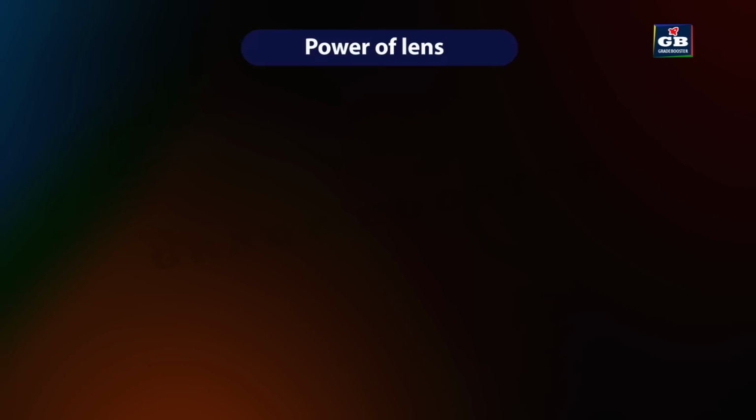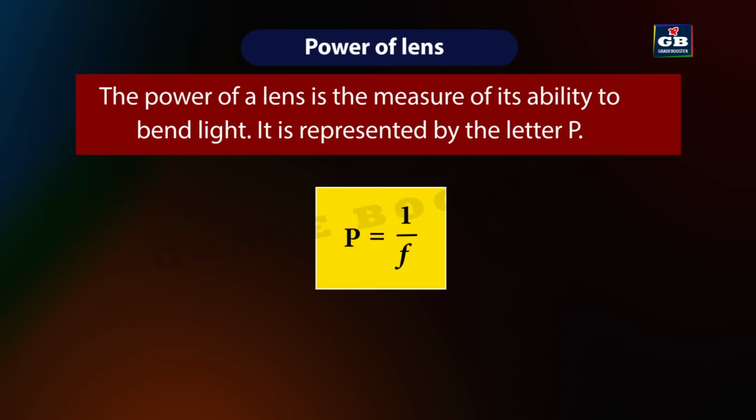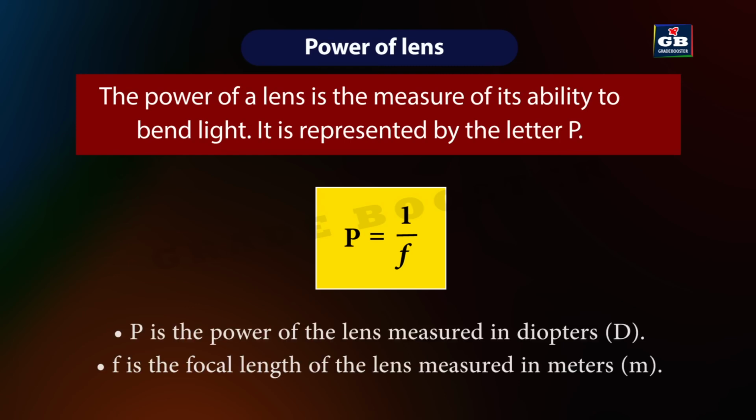Power of lens. The power of a lens is a measure of its ability to bend light. It is represented by the letter P. The power P of a lens of focal length f is given by P = 1/f. The power of a lens is measured in units called diopters, D. P is the power of the lens in diopters, D. f is the focal length of the lens in meters, m.